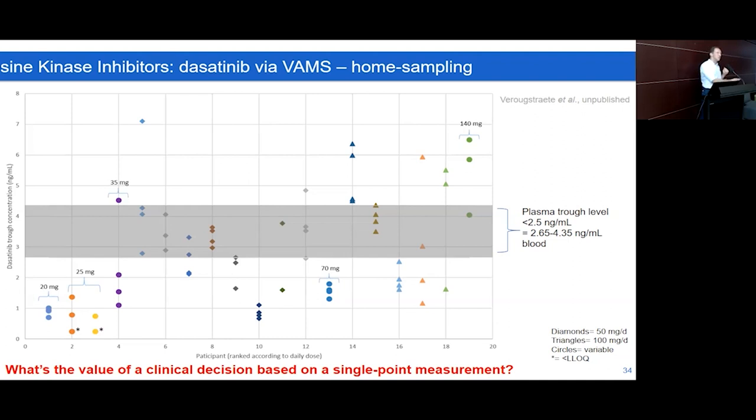Is it related to food intake? Is it related to co-medication? Is it related to other things? But we were surprised and not surprised. We expected there would be some variability, but we hadn't expected that it would be so varied, that quite some patients apparently are really stable and some apparently are really not stable. And this may have relevant consequences in terms of therapy or change of therapy.